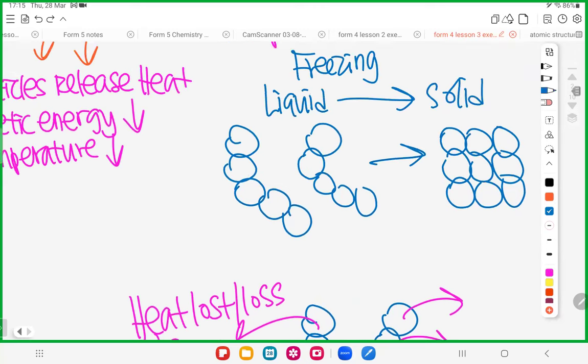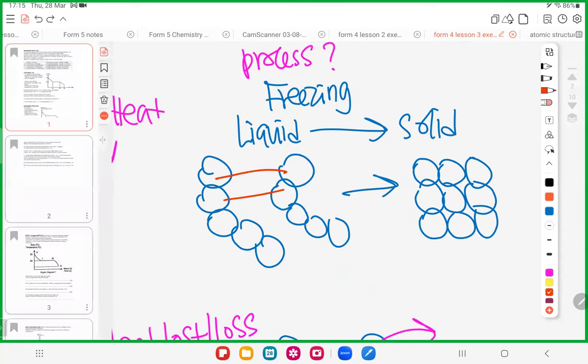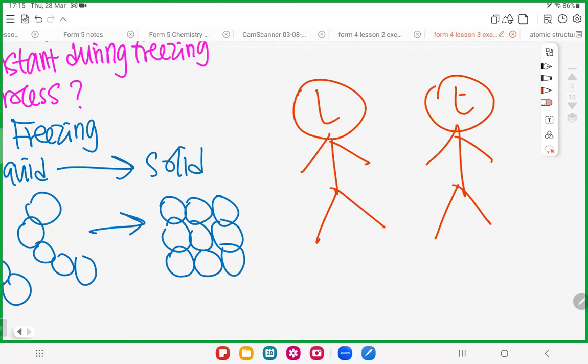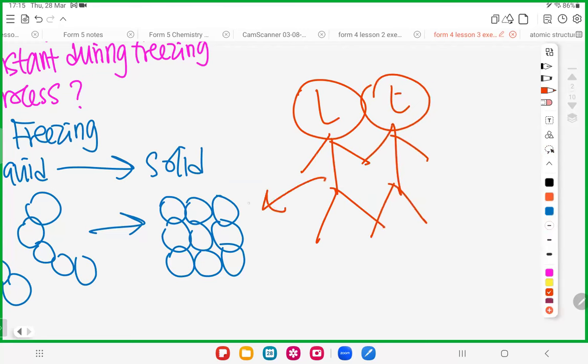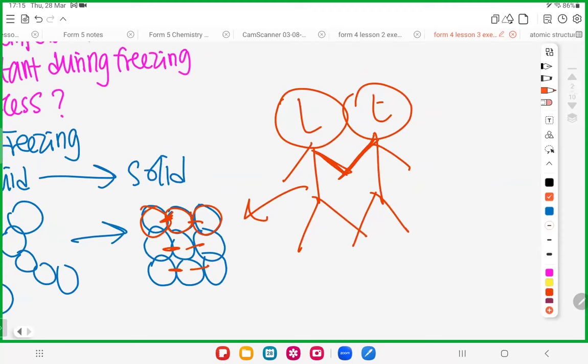Because when you want to do freezing, the liquid particles want to stick together, to join together. You can imagine like this: this fella is a liquid, this fella is a liquid. They need to hold their hands joined together so that they become solid. When something joins together, they will get extra energy. I want you to understand this concept: when you join with other people, you will get additional energy.